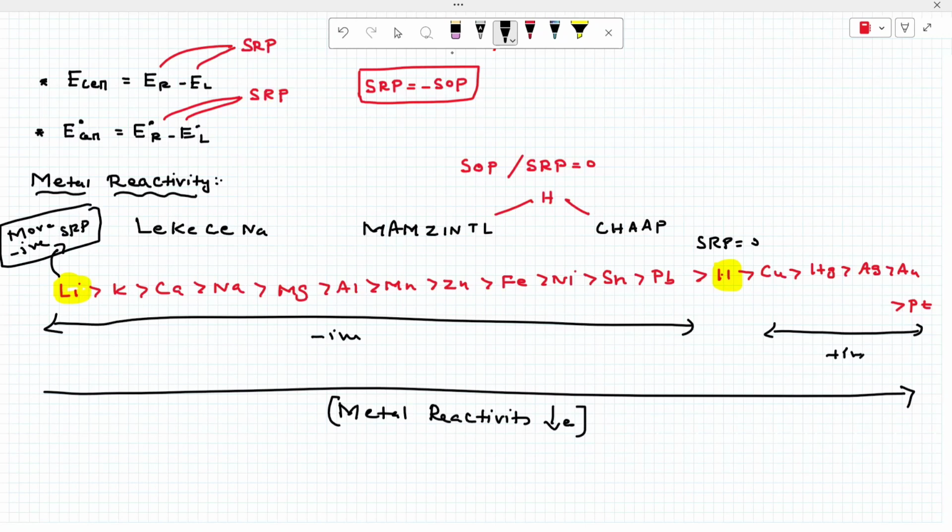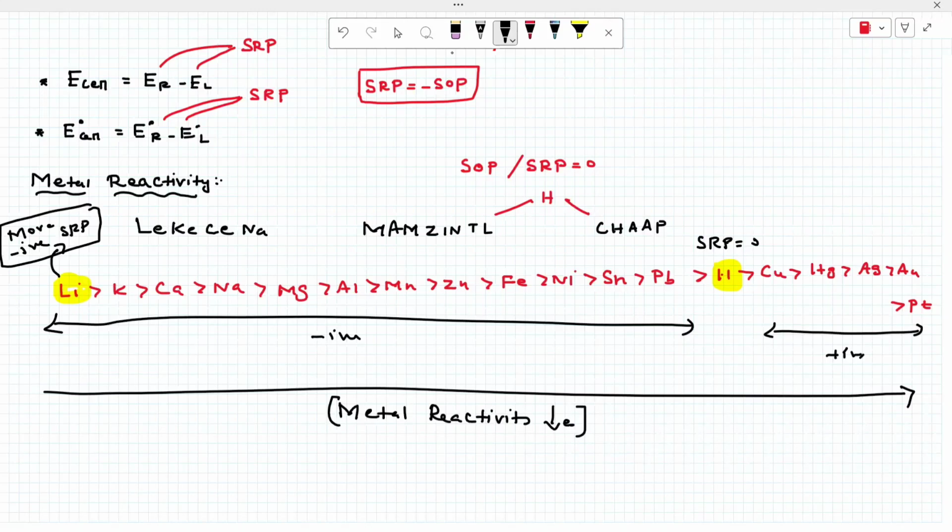What is the final conclusion? Actually, what is a metal? The substance, the element that undergoes oxidation. That's a metal, the general concept. So whichever element easily oxidizes, that is a metal. So whichever metal has more negative SRP, that metal undergoes oxidation. Very important. Please note.